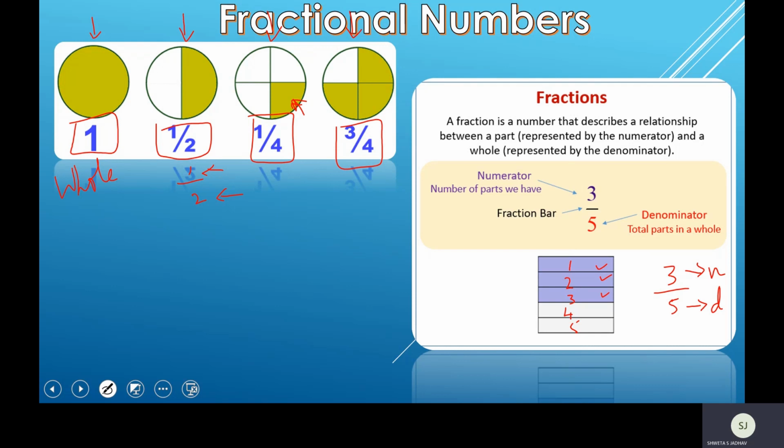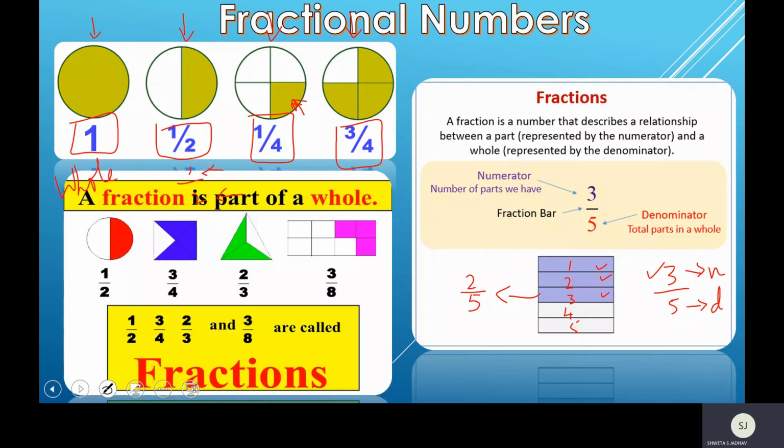Now, in the same figure, if we represent it as a fractional number using the unshaded parts, we can say out of 5, the unshaded parts are 2. If we take the unshaded part, we can represent this figure as 2 by 5. Here 2 are unshaded. When we consider the shaded part, we write 3 by 5.